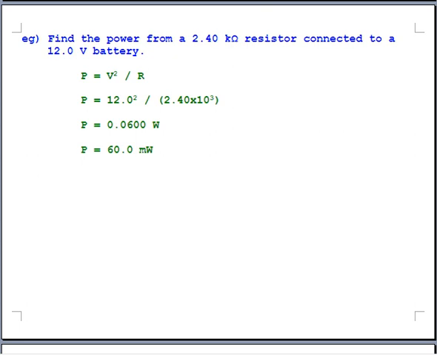0.0600 watts, which, doing a little unit conversion, we talked about how electricians like to do that, they would call that a power of 60 milliwatts. So there's a nice, easy example where we didn't use P equals I times V. We went and used one of the other equations for power just because we didn't have the current.